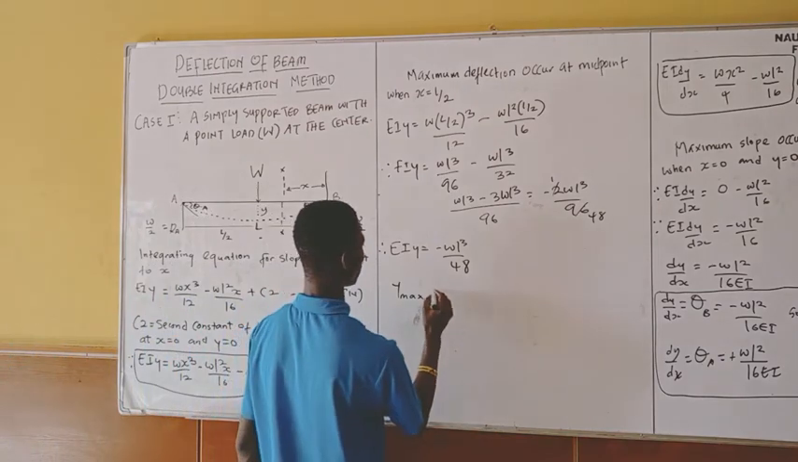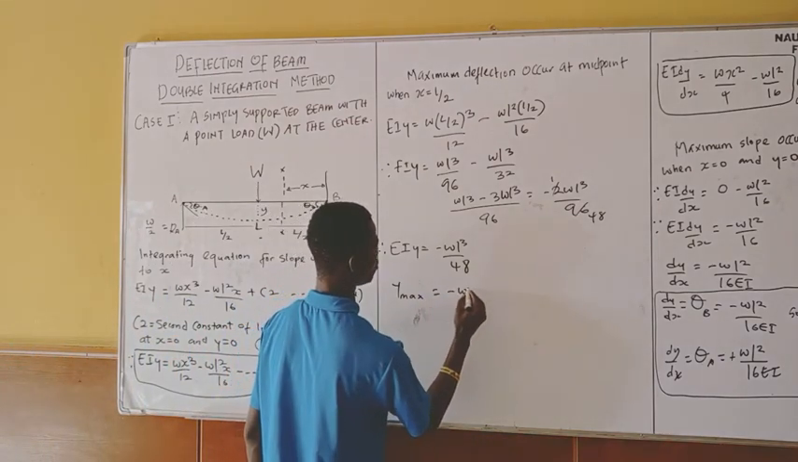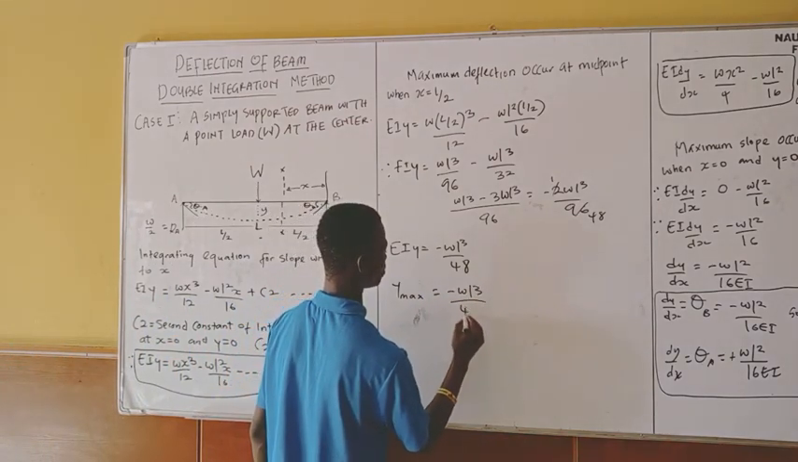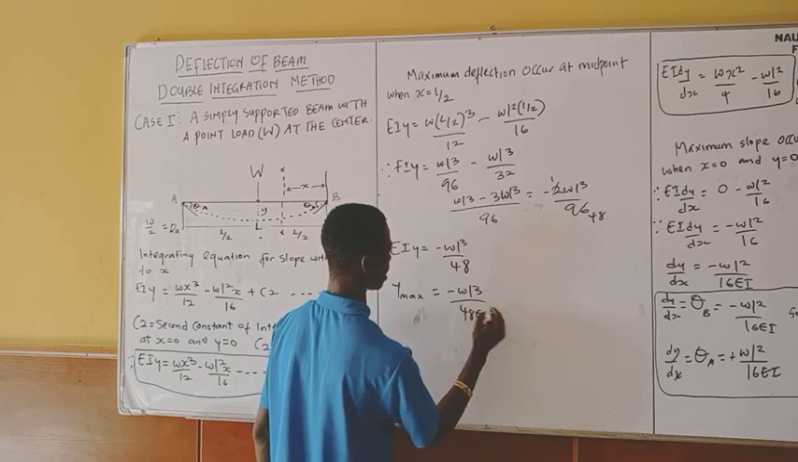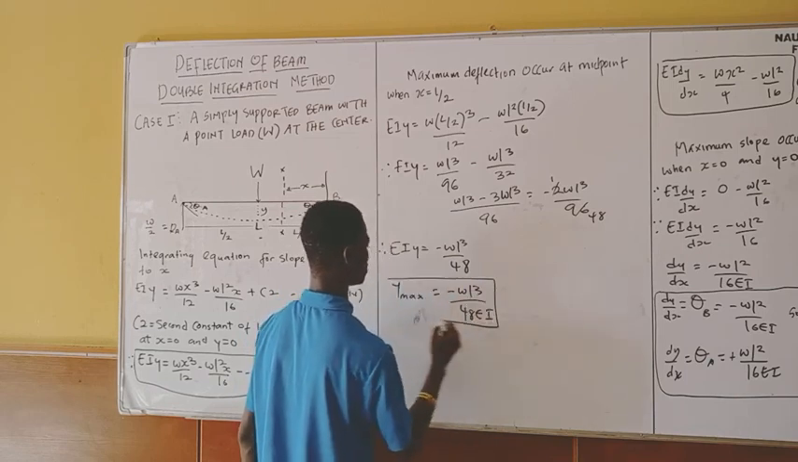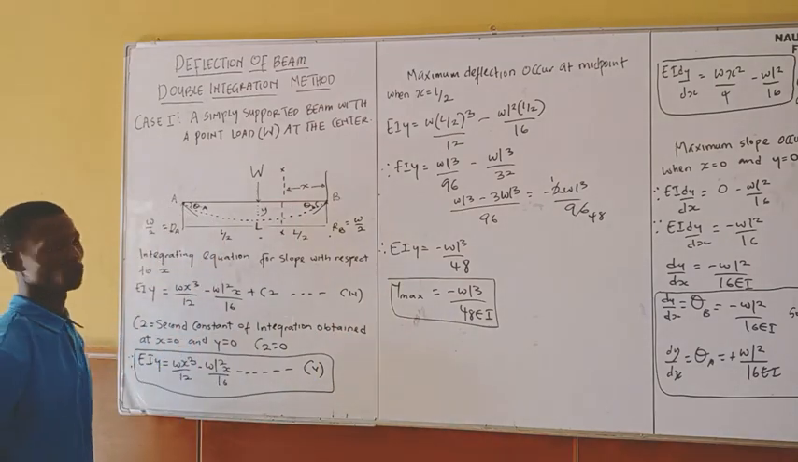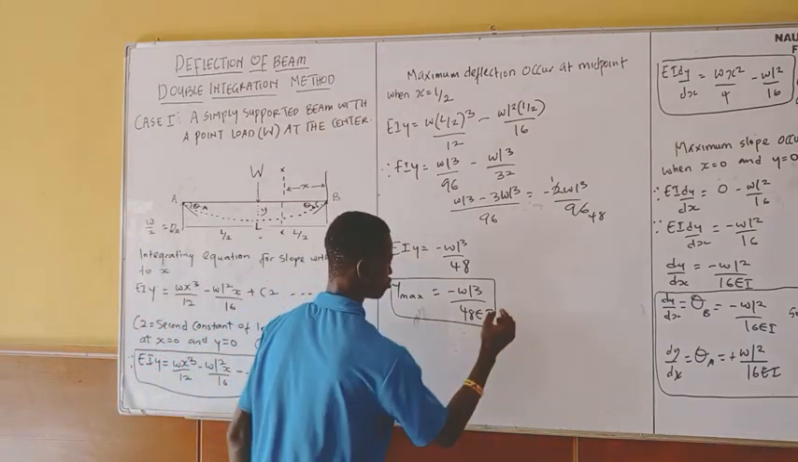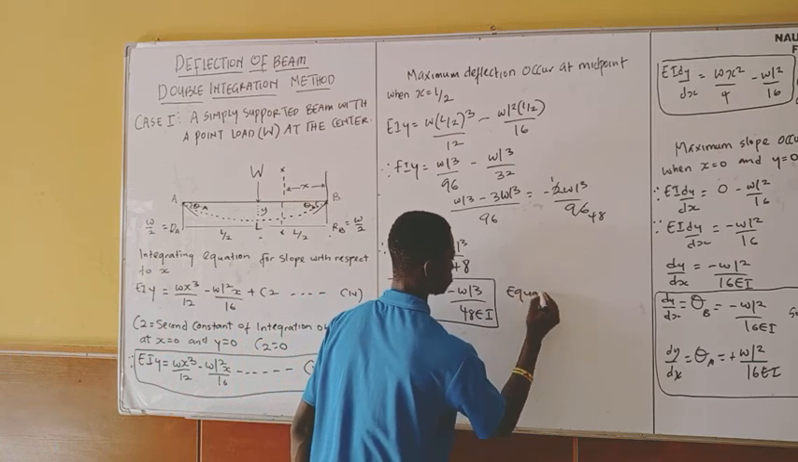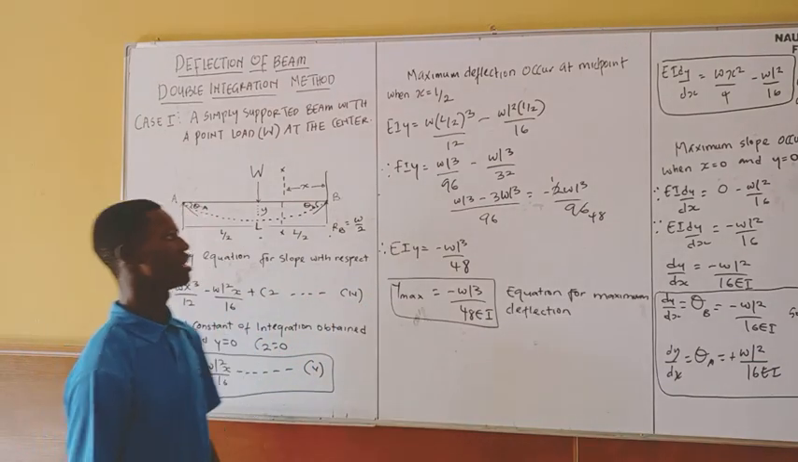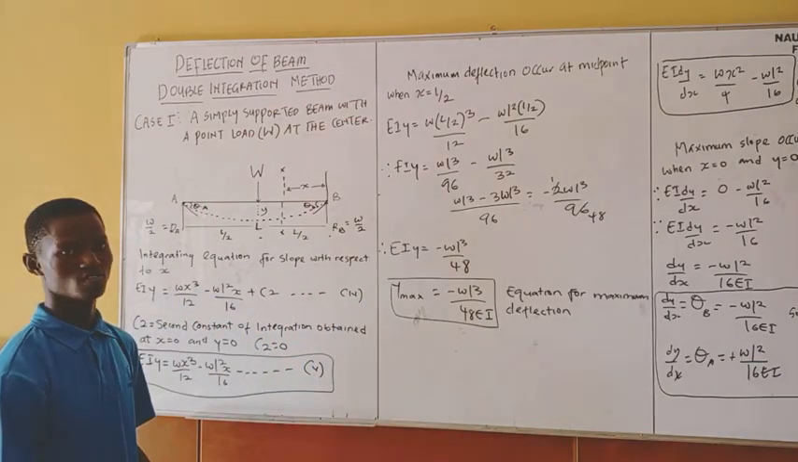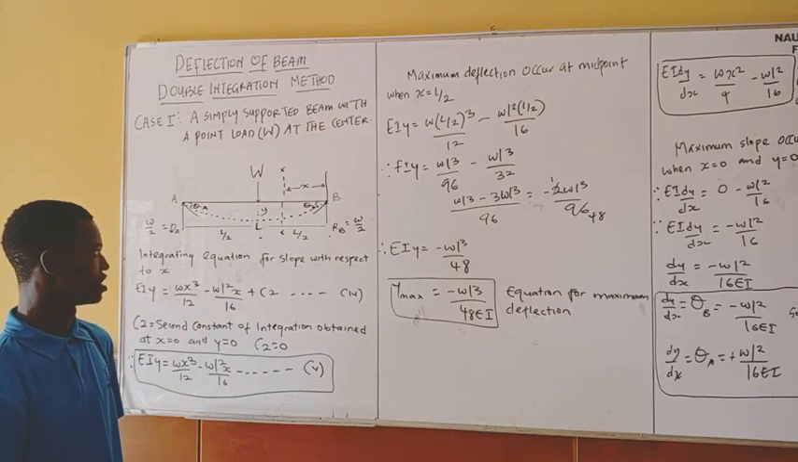So in this case now, my y maximum is going to be minus WL cube over 48EI. So this equation now is the equation for maximum deflection at this section of the beam. So this one is the equation to understand, and I think if you practice it very well, you will understand it more.